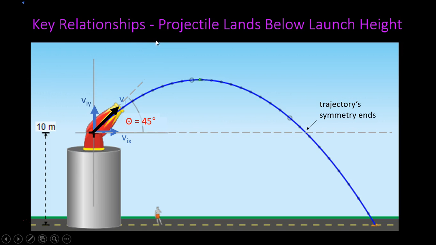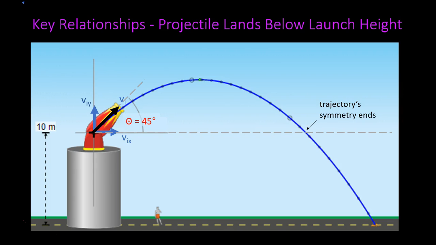Let's take a look at the other situation, and that's where the projectile lands below the launch height. Notice that as we follow the path of the projectile, there is a symmetry in its path until it reaches the launch height, and then that's where the symmetry ends. But for this first part, the downward journey looks just like the upward journey, but we lose the symmetry once we fall below the original launch height.